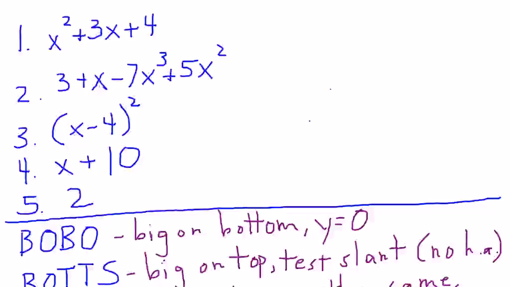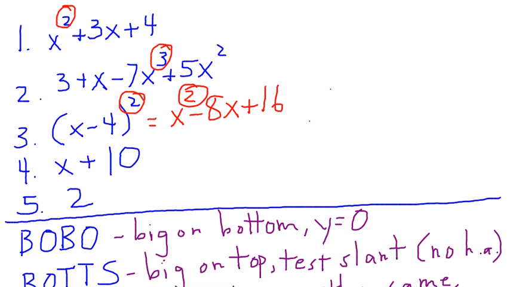So for example, in number 1, the biggest exponent on x is 2. On number 2, the biggest exponent on x is 3. Even if they're out of order, you still have to look for the biggest exponent. On 3, the degree is 2, because this is just x squared minus 8x plus 16. So 2 is still the biggest exponent. On number 4, this x is really x to the first, so the degree is 1.